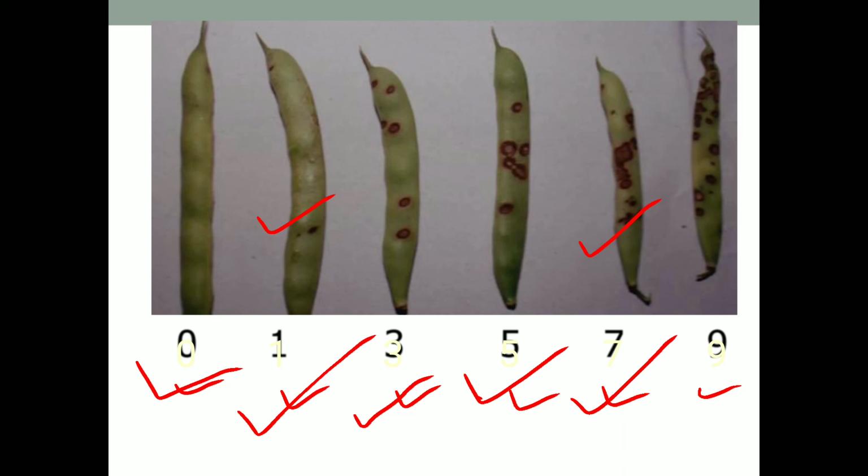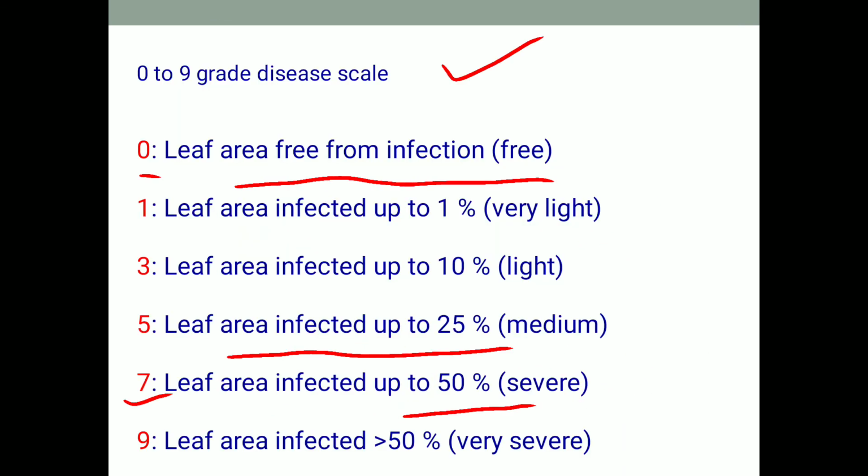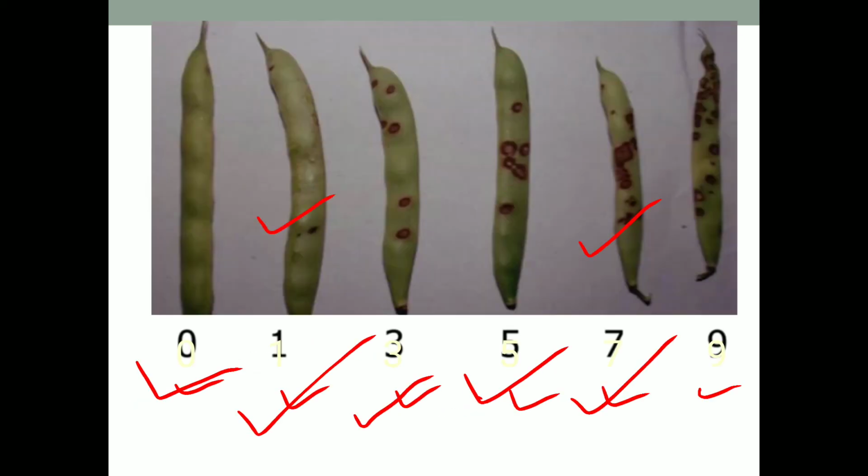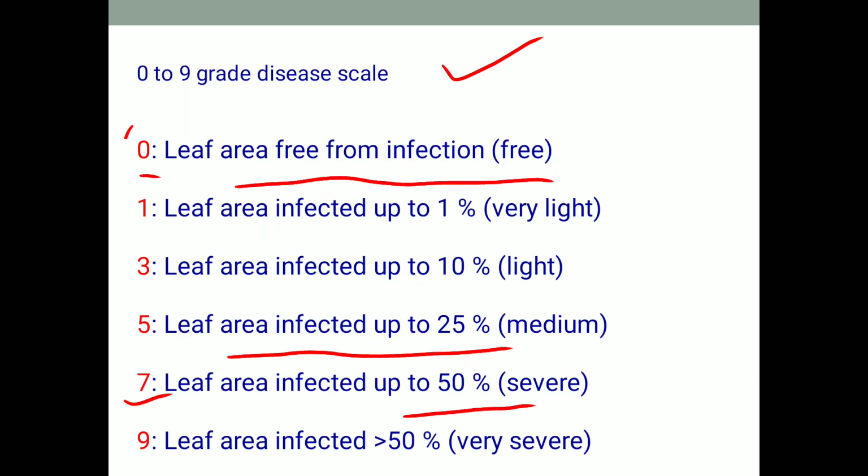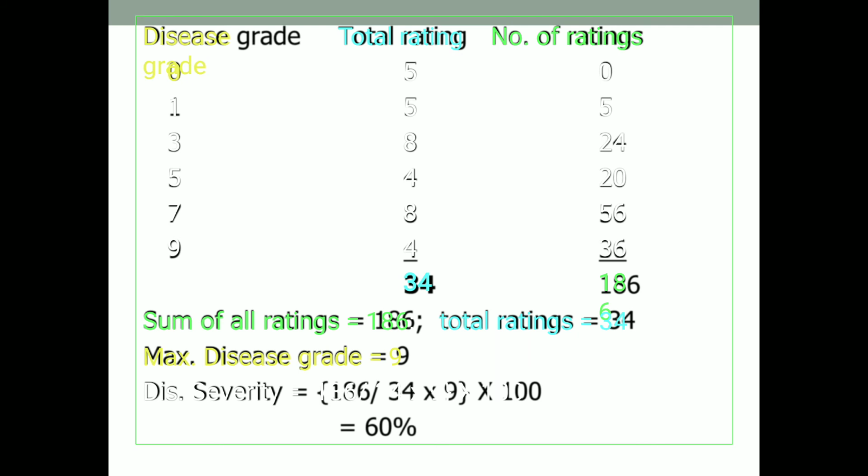And in case of grade 9, more than 50% of the leaf area is infected, that is, very severe damage takes place due to the incidence of disease. So with the help of different grades, the amount of infection is indicated. Let us see an example.